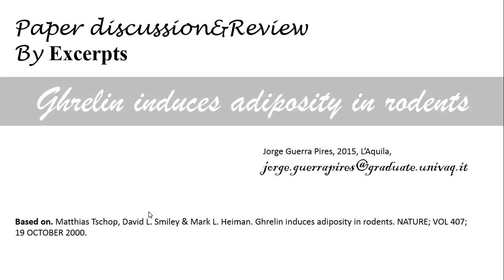Ghrelin is a quite important hormone that was discovered in 1999. You can call it the sister of leptin. It was discovered by a different group. Initially, it was discovered by a Japanese group, but the spreading out of the knowledge of the hormone as an appetite controller was done mainly by British scientists.